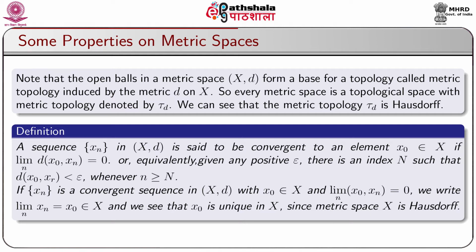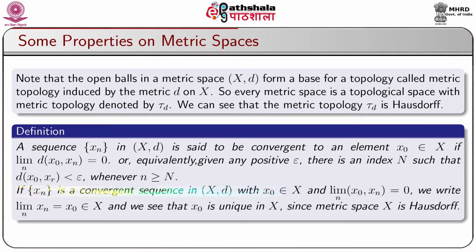The next definition is that a sequence (xn) in X is said to be convergent to an element x0 belonging to X if the limit as n tends to infinity of d(x0, xn) is equal to 0, or equivalently, given any positive epsilon there is an index N, a natural number, such that d(x0, xn) is strictly less than epsilon whenever n is greater than or equal to N.